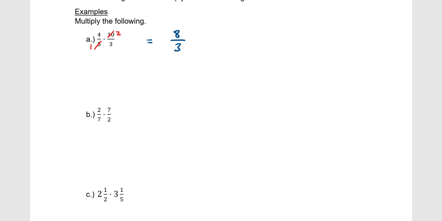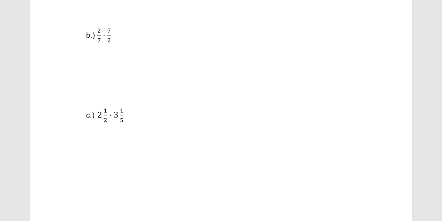So just for some practice, let's write this as a mixed number. So 8/3 as a mixed number would be 2 and 2/3. 3 goes into 8 twice evenly, with remaining 2. So it's 2 and 2 over 3.